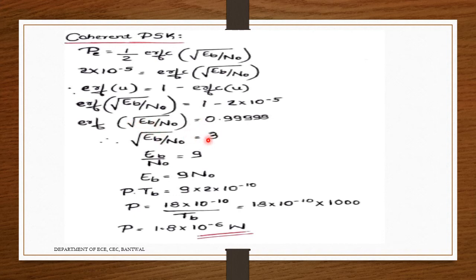So if the ratio is 3, what do we get? Eb by N0 is equal to 9. Squaring it, Eb is equal to 9 into N0. P into Tb is equal to 9 into 2 into 10 to the power of minus 10. P is equal to 18 into 10 to the power of minus 10 divided by Tb. Tb is nothing but 1 by Rb. Substituting Rb as 1000 directly, P is equal to 1.8 into 10 to the power of minus 6 watts.